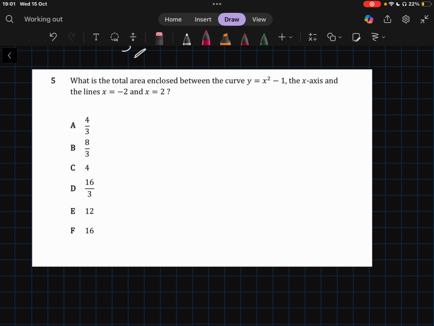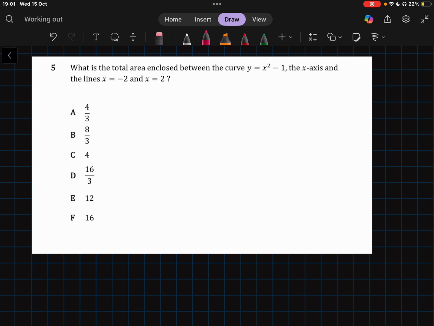Today we're going to be doing TMUA 2016 paper 1 question 5. It looks like a pretty easy one, so let's get started. Okay, so we need to find the area enclosed between the curve y equals x squared minus 1, the x-axis, and these lines, x equals minus 2 and x equals 2. Okay, so first let's draw a rough sketch of this graph.